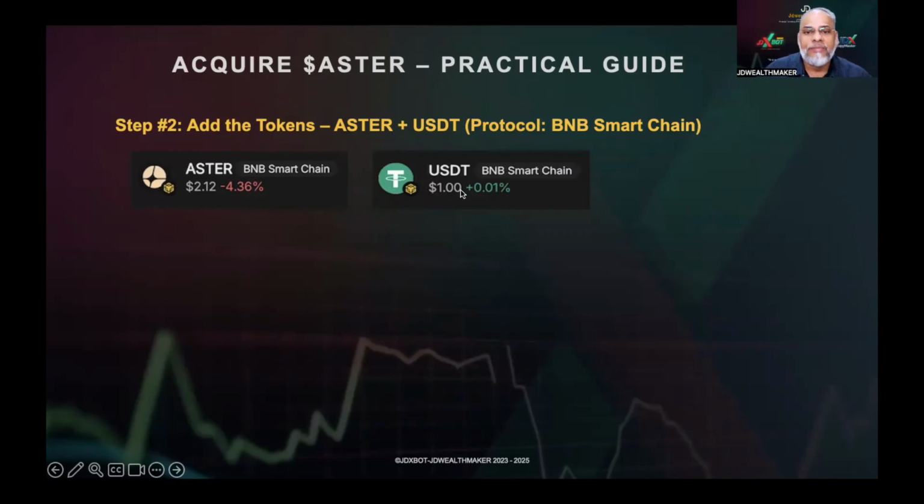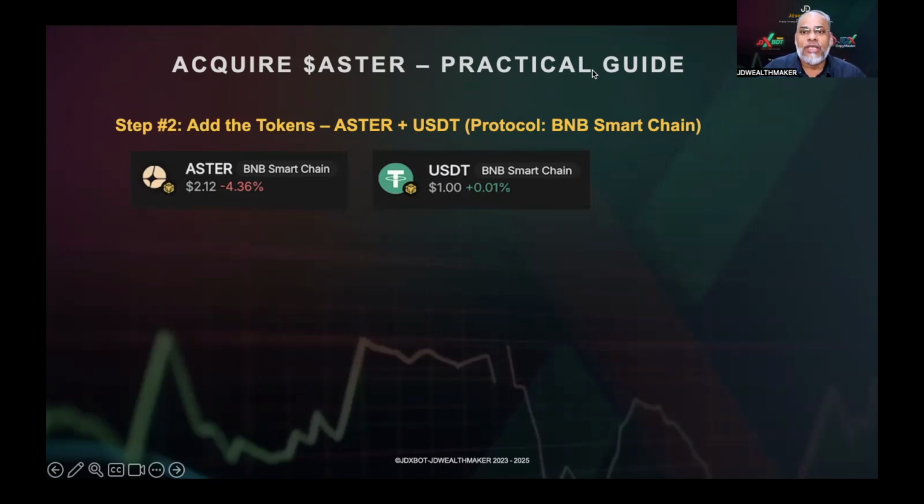Now please understand, a token always has a network or protocol. ASTER, for example, is on the BNB Smart Chain. You must be very clear about the chain being used. So you need to make sure your ASTER is on the BNB Smart Chain, and your USDT is on the BNB Smart Chain.